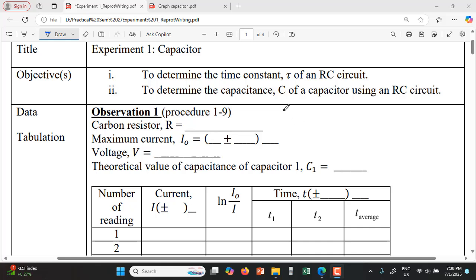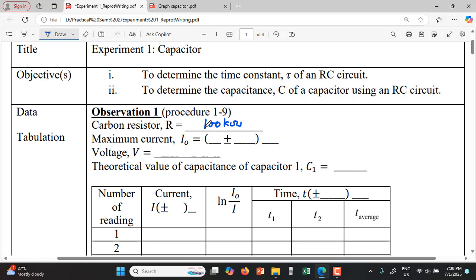So for example, we go through the report writing for experiment 1, so just have a double check. Your carbon resistor will have a value of 100 kilo ohm. The carbon resistor we used that day is 100 kilo ohm. Then you have to record the maximum current.